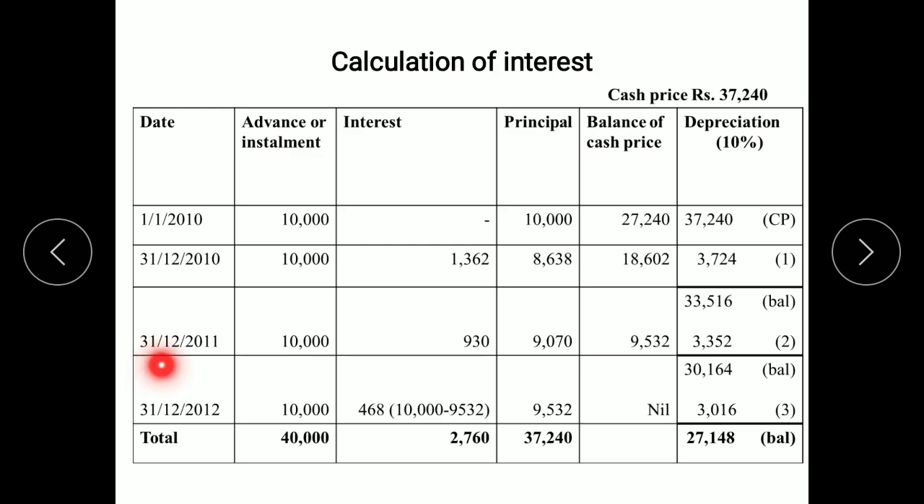From this balance, at the end of the second year, again depreciation will have to be calculated on this particular balance. So the depreciation is 3,352. So second year's depreciation 3,352. After charging this depreciation, the balance which remains is 30,164. At the end of the third year, depreciation will be charged on this particular balance remaining. So depreciation of third year is 3,016. After reducing this depreciation, the balance remaining is 27,148.